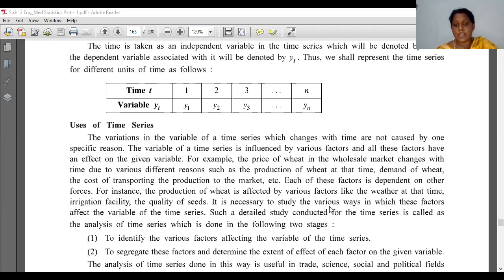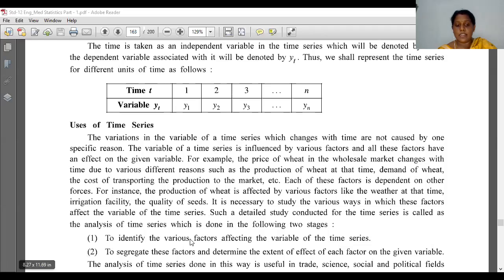It is necessary to study the various ways in which these factors affect the variable of the time series. Such a detailed study conducted for the time series is called the analysis of time series, which is done in the following two stages. First is to identify the various factors affecting the variable of the time series. First, you have to study the different factors, the different reasons for the change in the price.